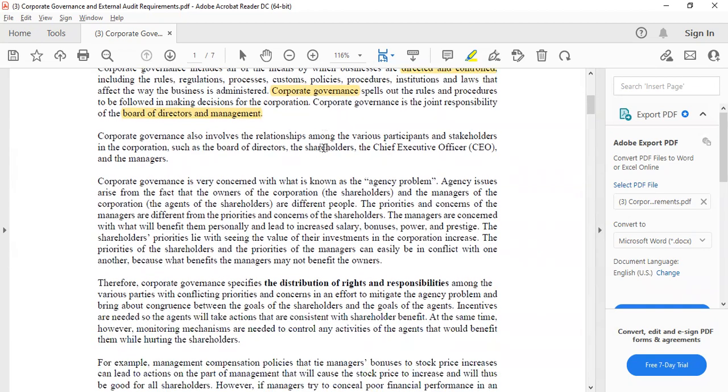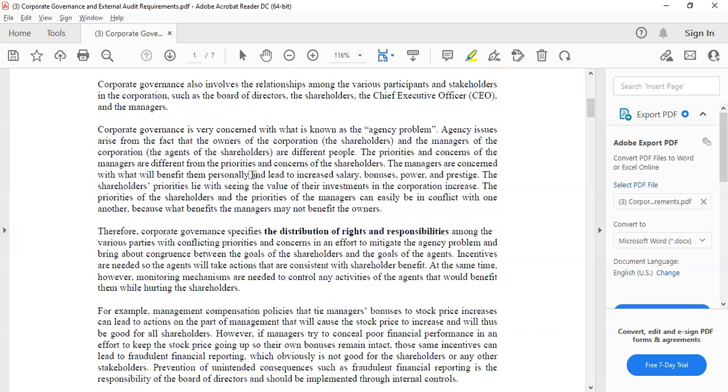Corporate governance also involves the relationships among the various participants and stakeholders in the corporation, such as your board of directors, shareholders, your CEO, and the managers. Now, corporate governance is very concerned with what is known as the agency problem. So what are these agency problems? These agency issues arise from the fact that the owners of the corporation, which we call shareholders, if the corporation is a stock corporation, we all know that in our study of financial accounting.